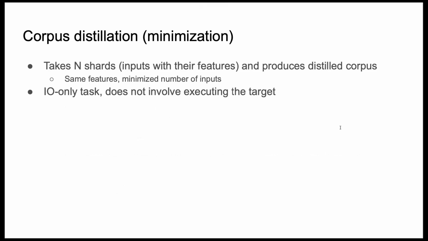Of course, at some point you want to combine all these shards on a distributed storage into one corpus. We call it corpus distillation or corpus minimization. This is a pretty basic set cover problem. We take all the shards and we minimize the set while preserving the total coverage. One important thing to remember here is that with Centipede, corpus distillation is an I/O bound task. It doesn't require your target to be present. So this is basically downloading all the files one by one from the network storage and doing some bit twiddling with them.